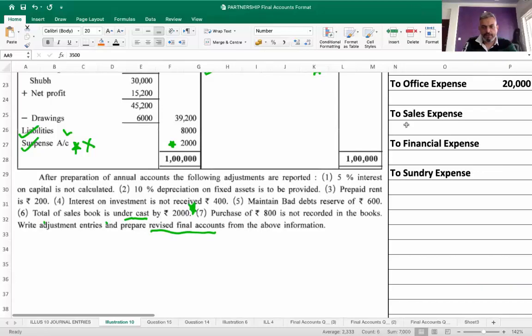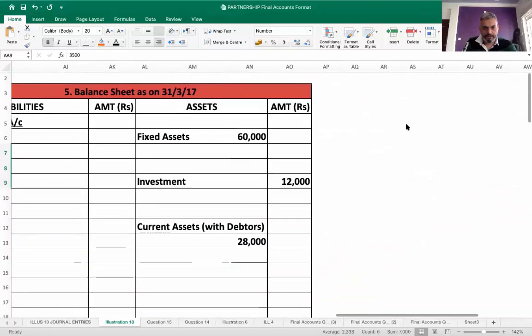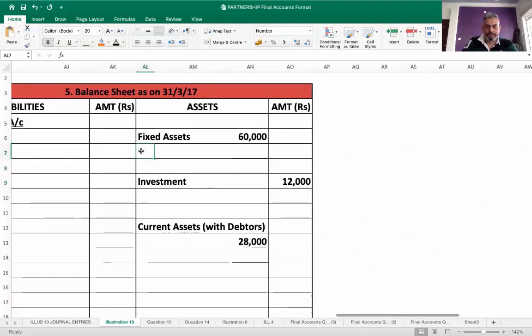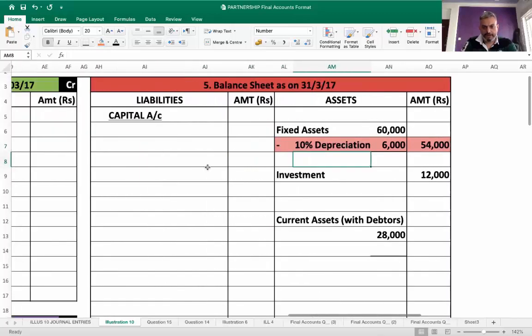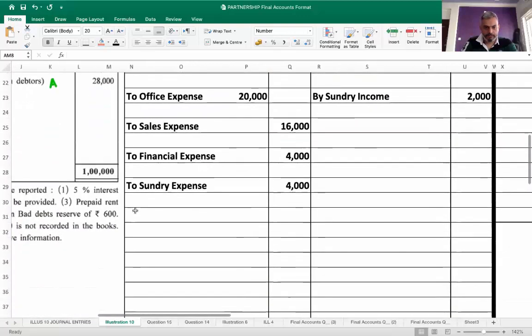10% depreciation on fixed asset is to be provided. So fixed asset minus 10% depreciation, 6,000, outer column 54,000. Second effect, profit and loss account, depreciation on fixed assets, 6,000.